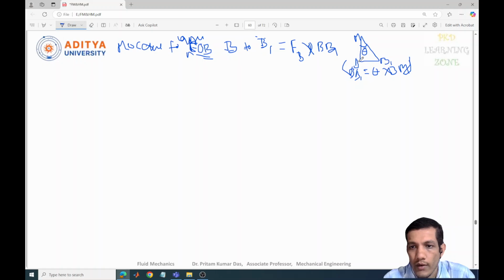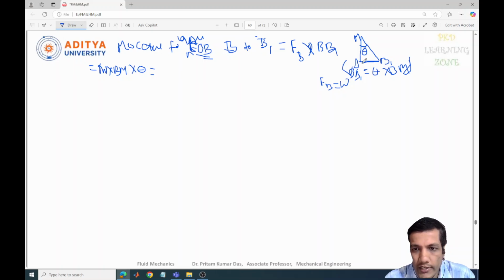Now to identify BB1, I can write sin theta equal to opposite by hypotenuse. In this, the force of buoyancy FB can also be written as the weight of the object. So this equation I can write as W into, in the place of BB1, BM into theta.